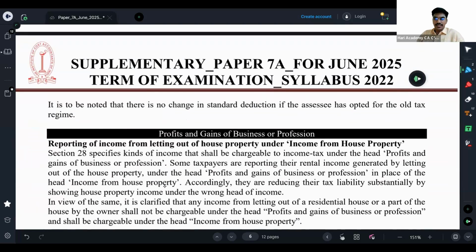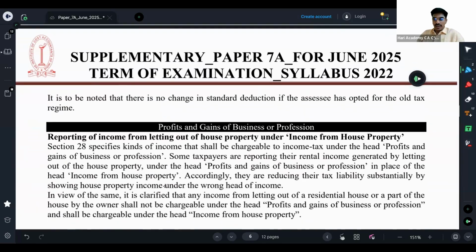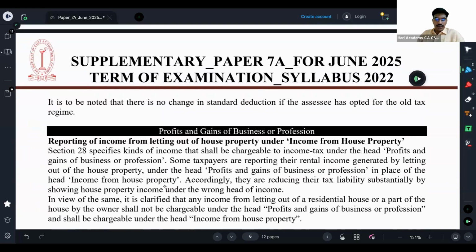Next, in house property, there is no change. The third head of income is going to be profits and gains from business or profession. In this, there was one confusion as to in which head of income, if I'm going to let out the house property, that income should be charged.